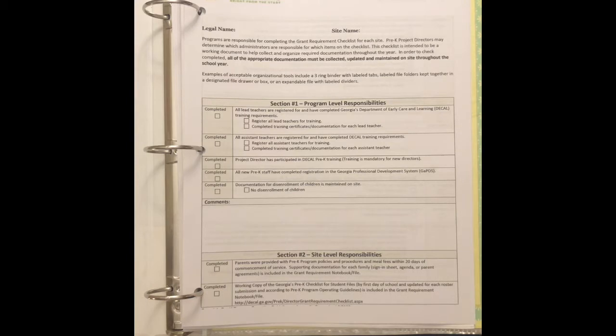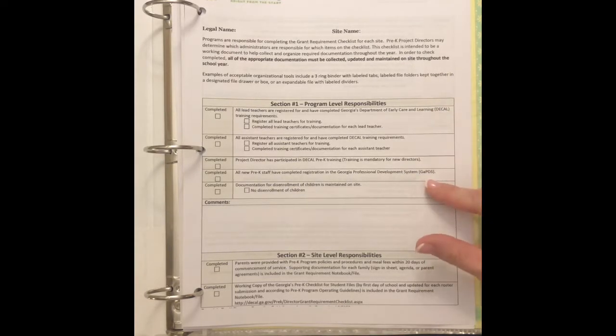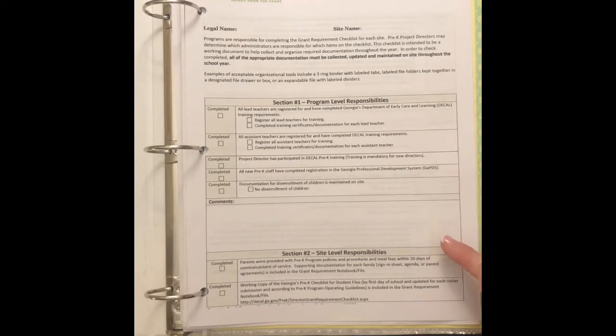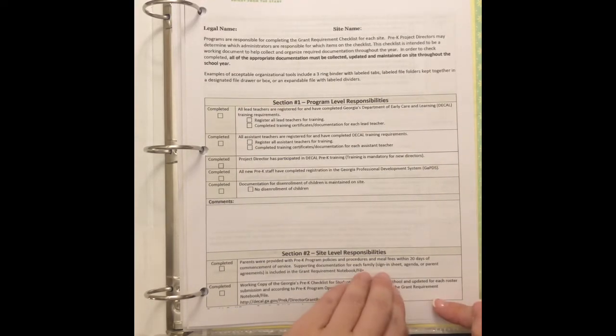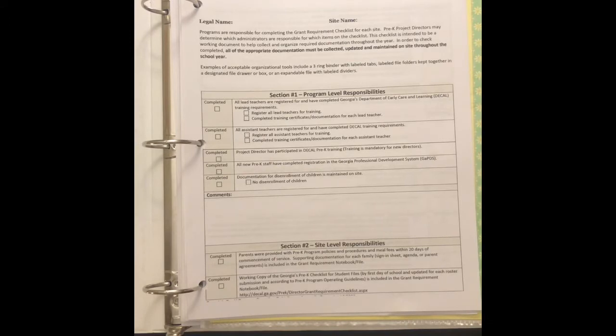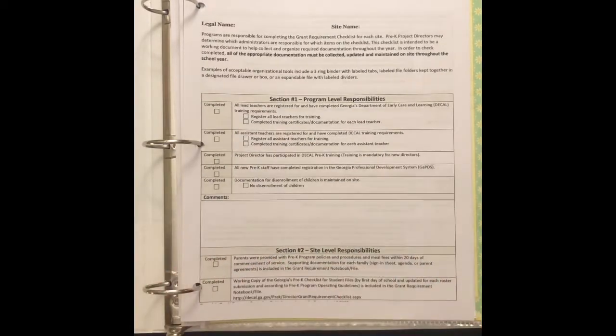The Grant Requirement Checklist, or GRC, is the document that is used to help directors track program requirements. It is in 3 sections. Section 1 are responsibilities carried out by the project director. Section 2 are responsibilities carried out by the site director. And then Section 3 outlines responsibilities that will be shared by both the project and the site director. For Section 3, project and site directors will need to work together to determine who is going to complete each item, and then documentation will be maintained in this notebook for the site.